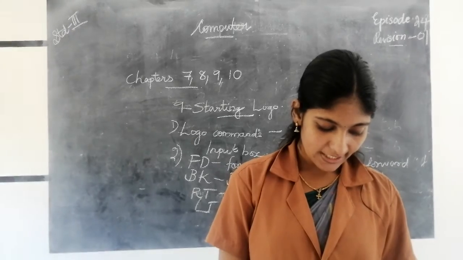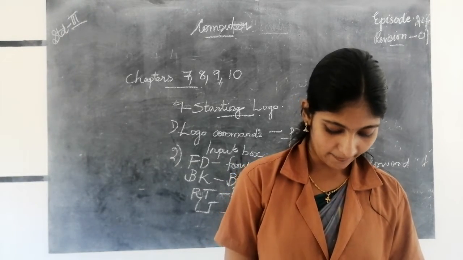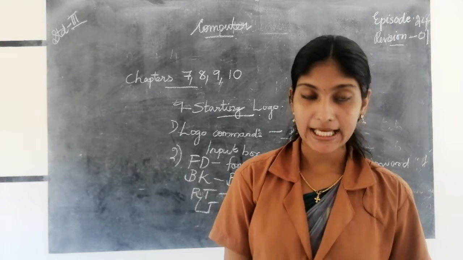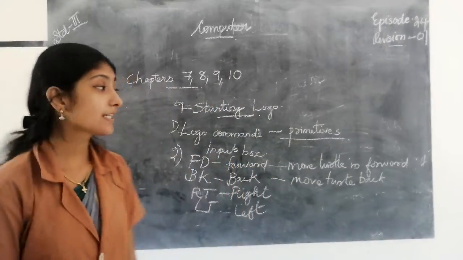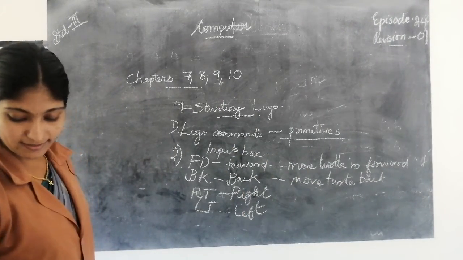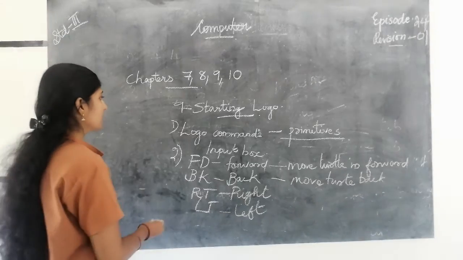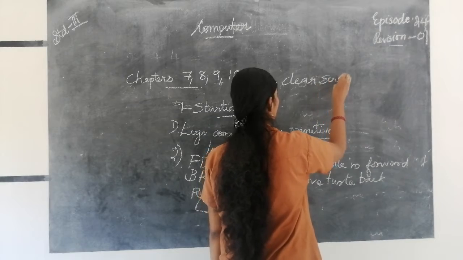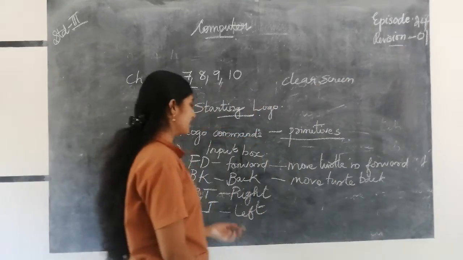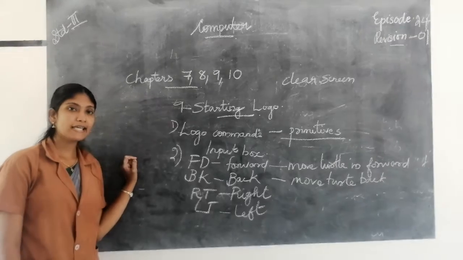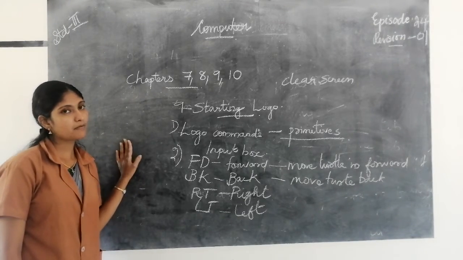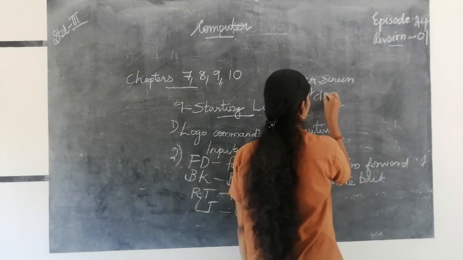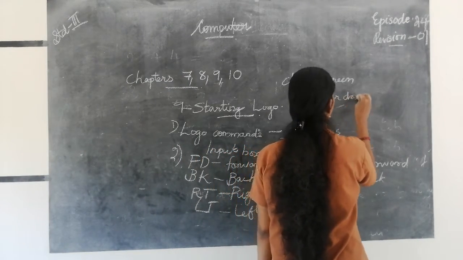Next, there is a button which clears the figures in the drawing area. What is the button? It clears the drawing area. That is the CS command. CS means clear screen. Clear screen is the command used to clear the drawing area.